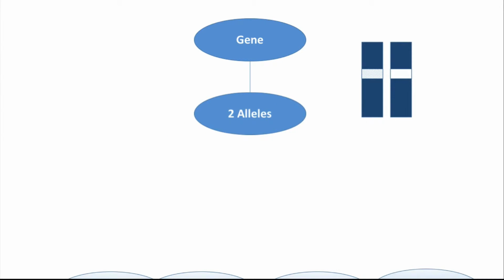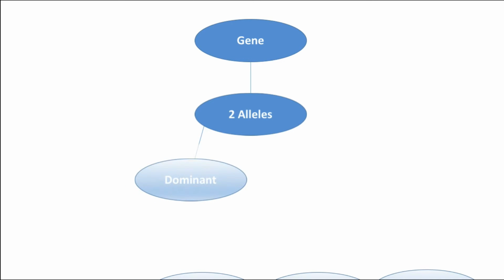So what is an allele? An allele is a form of a gene that codes for a specific trait and always comes in pairs. Two alleles form a gene that shows a trait. So these two alleles here form a gene that codes for a specific trait. Alleles are represented by upper and lower case letters. Alleles can be dominant or recessive.